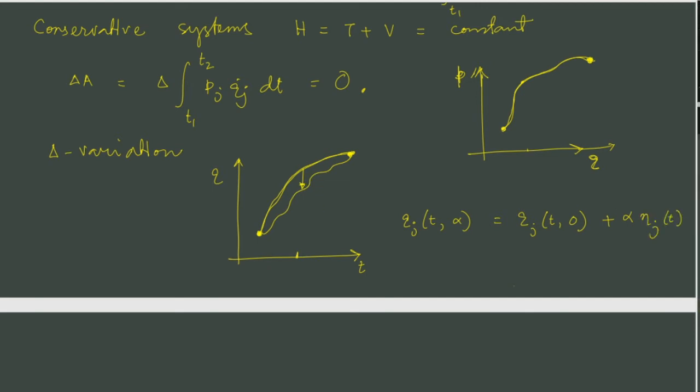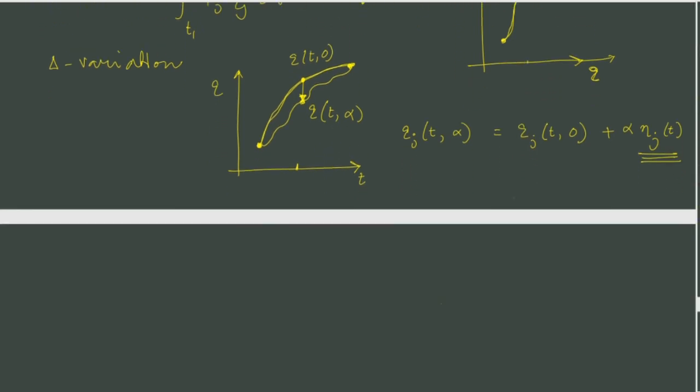So as such, this downward arrow is basically this quantity, and q(t, 0) is this point, and this particular point is q(t, alpha). That is how we created the variations in the path. We have already seen that. Now in delta variation, we will allow the endpoints to move.